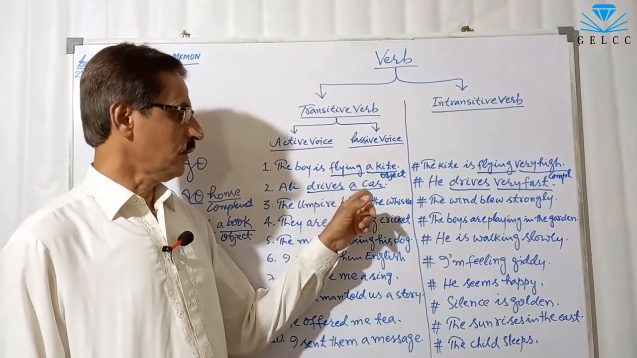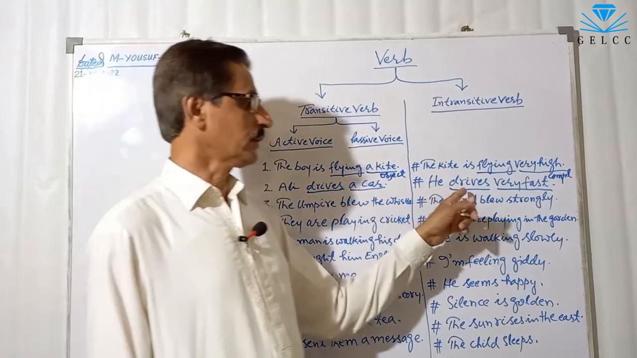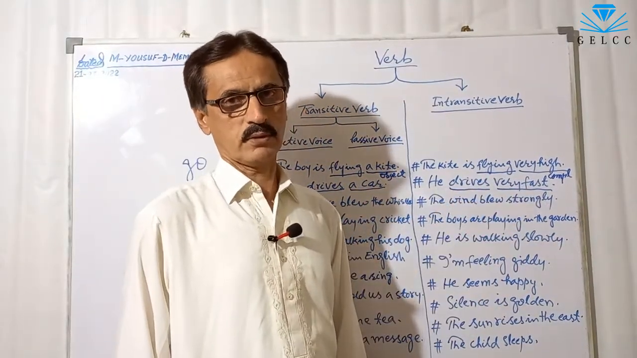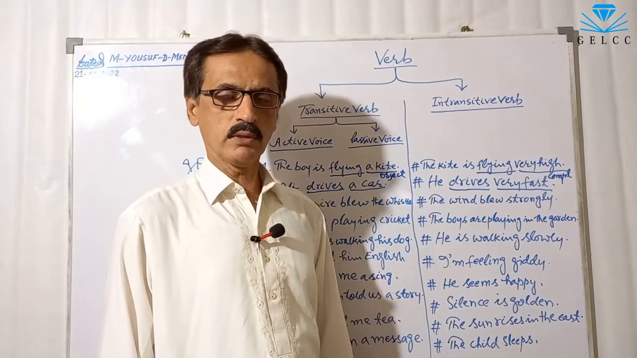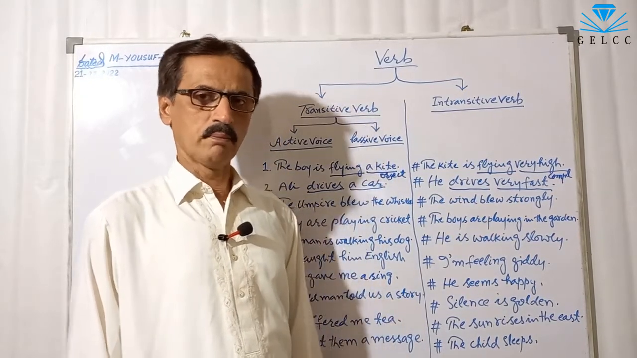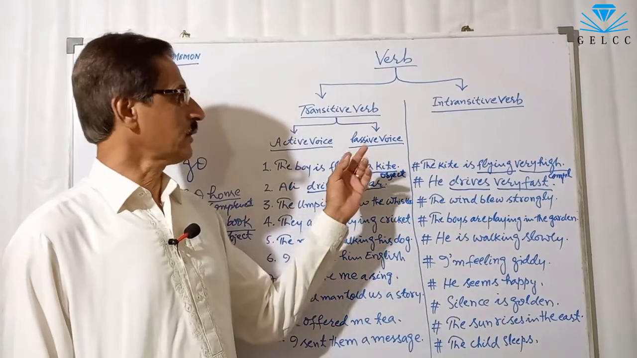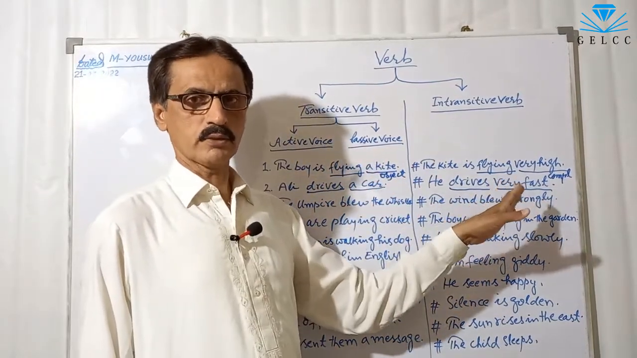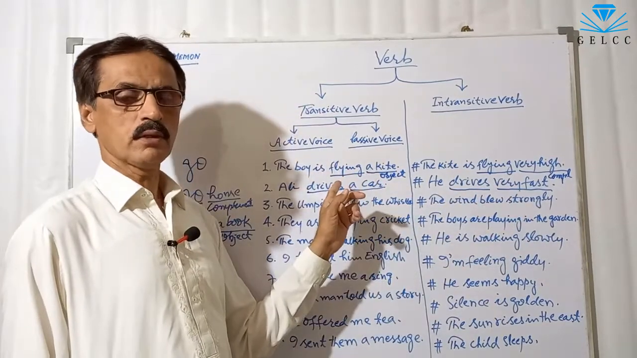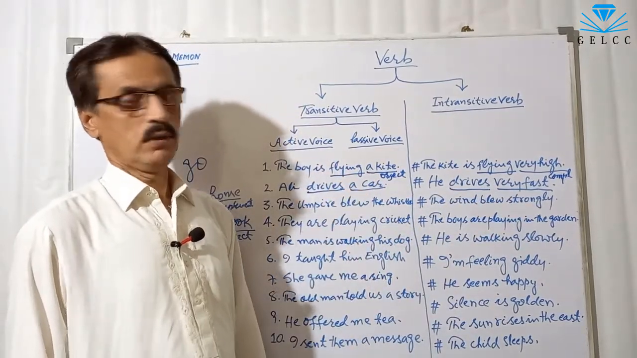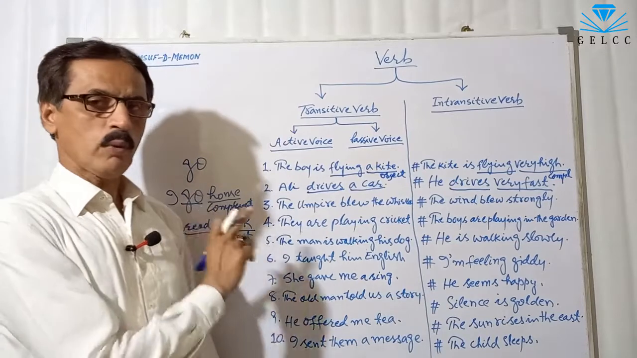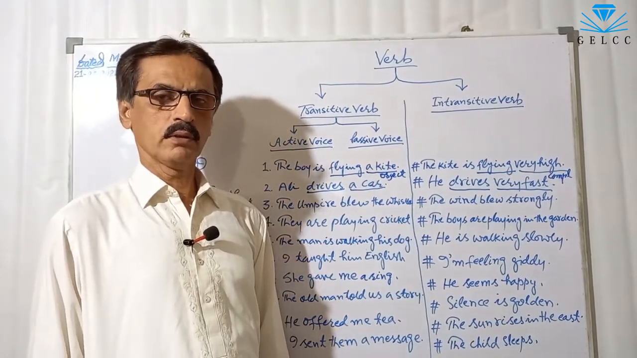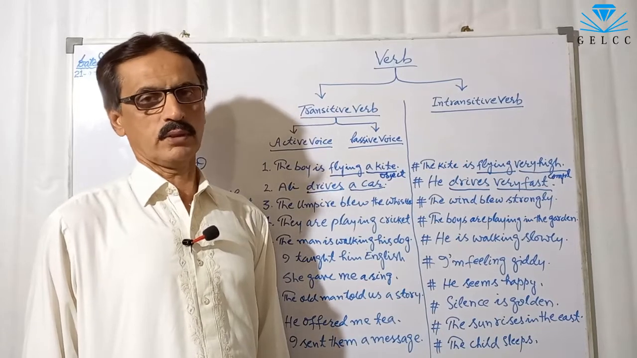Here drives has object a car, but here drives has complement very fast. So drives is intransitive. Same verb can be intransitive or transitive. If it has complement, it is intransitive. If it has object, it is transitive. Some verbs require only complement. They don't require object. They are purely intransitive verbs.